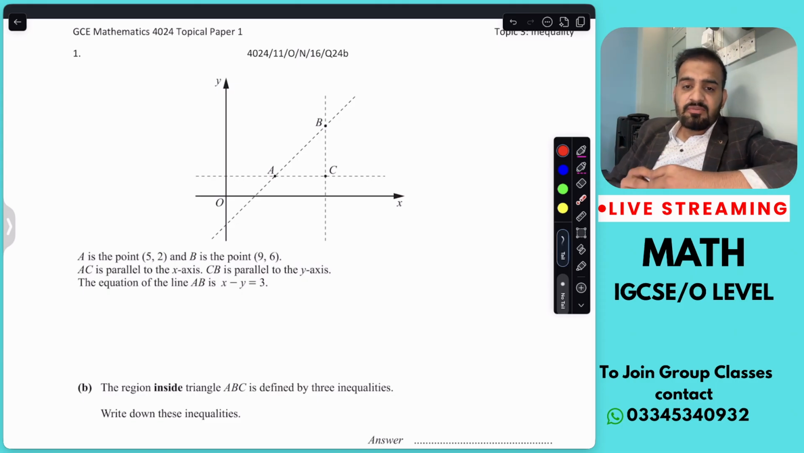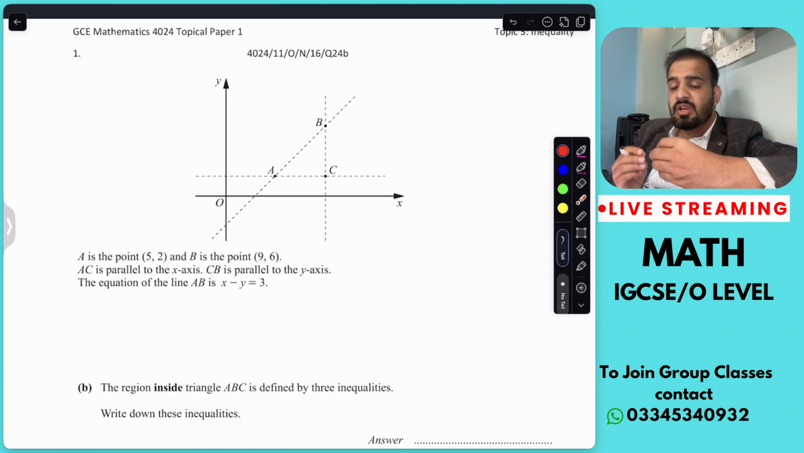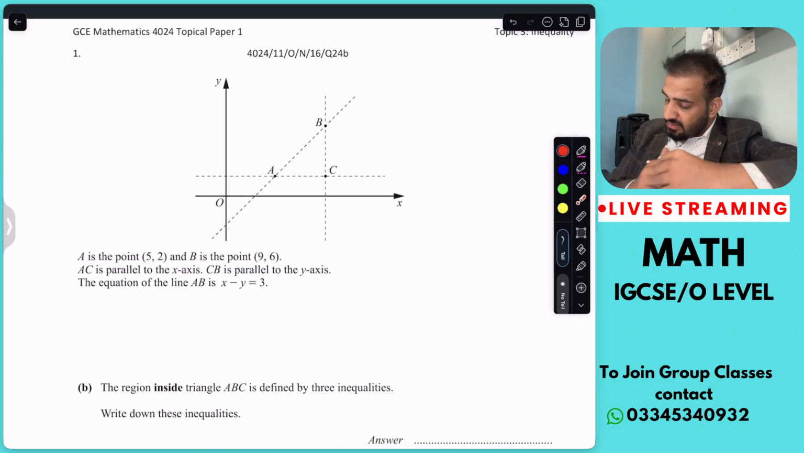Today we are starting inequalities past papers. In the previous class, we discussed all the concepts of inequalities, shading inequalities to see how to draw the solution of some inequality on the real line. The first question is: A is (5, 2), B is (9, 6). AC is parallel to the x-axis, CB is parallel to the y-axis. The equation of the line AB is x minus y is equal to 3.